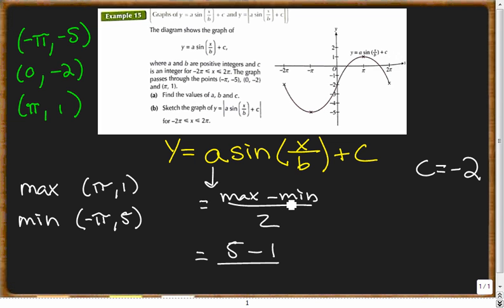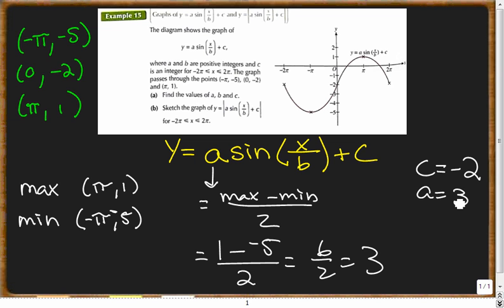The max minus my min over 2. Oh, my minimum is negative 5, excuse me. My max is 1, I'm sorry. My min is negative 5, and so I get 6 halves, or 3. So a can be written as 3. This is another good piece of information that I needed to know.